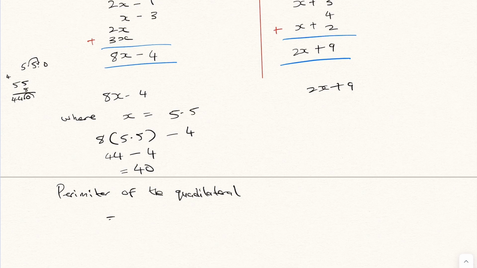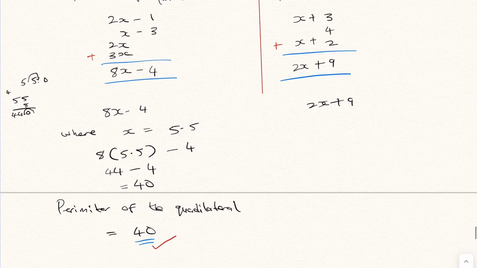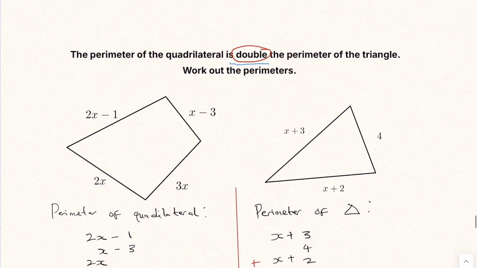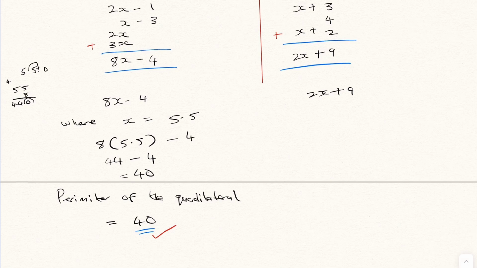So the perimeter of the quadrilateral is equal to 40. And if we want, we can just plug in 5.5 for x here and solve this algebraic term. But we already know from the question that the perimeter of the quadrilateral is double the perimeter of the triangle. So what we can just do here is just to divide 40 by 2, and it gives us 20 as the perimeter of the triangle.